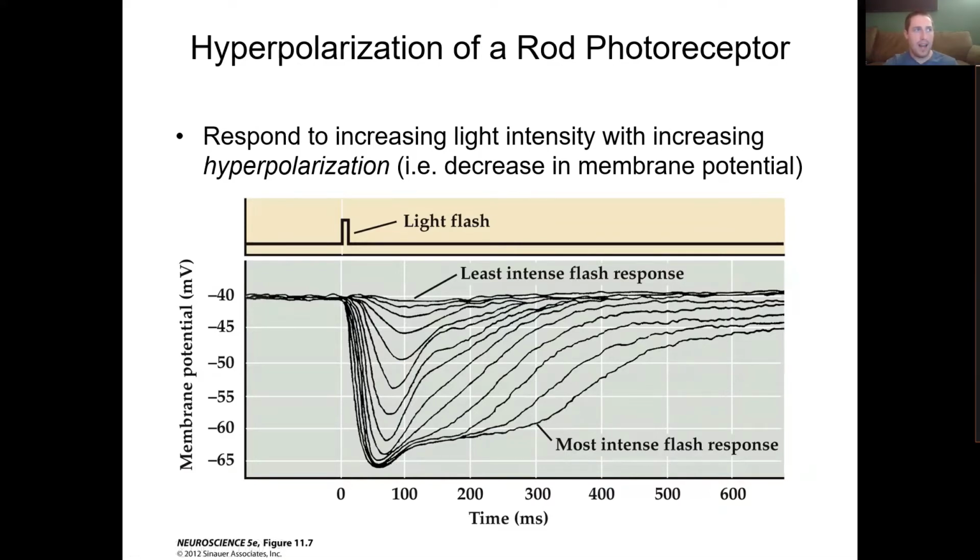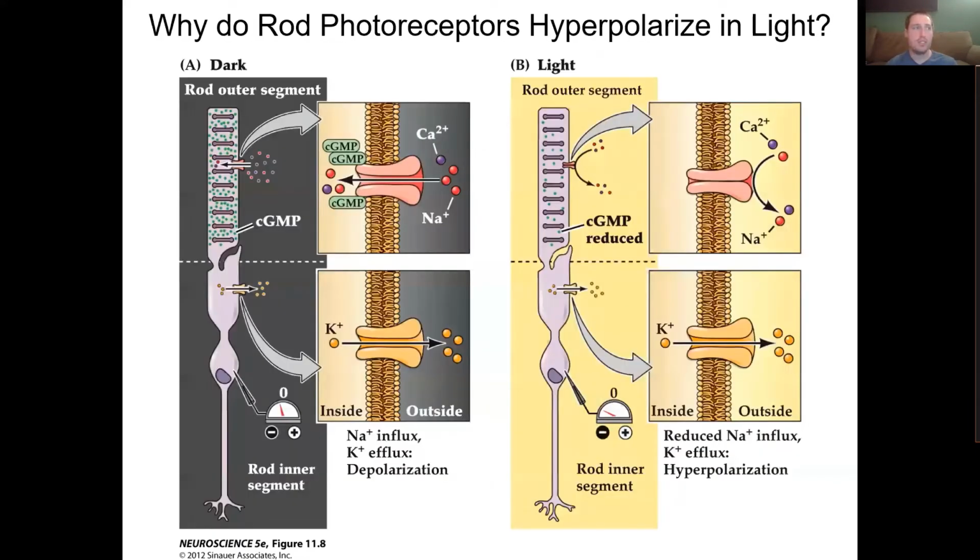But why a hyperpolarization? That's a little weird, and maybe you picked up on it from the previous slide where we were talking about closing a channel. So if you remember, in a dark state, when you're not activating these opsins, this cyclic GMP-gated channel is open, and calcium and sodium are just flowing into the cell. So they're positively charged ions flowing into the cell is going to depolarize the cell. It's going to make the cell more positive.